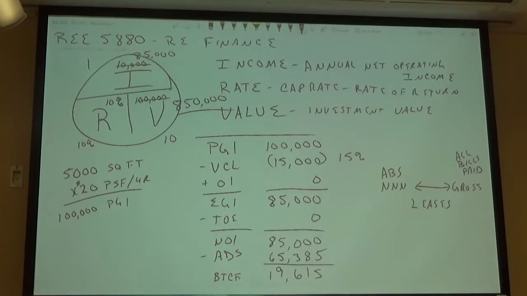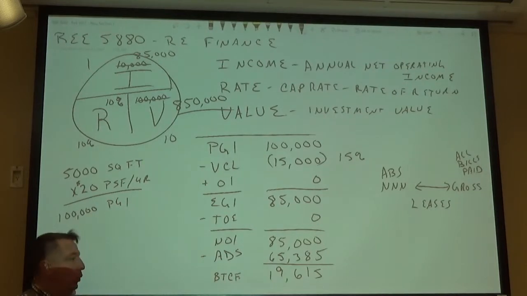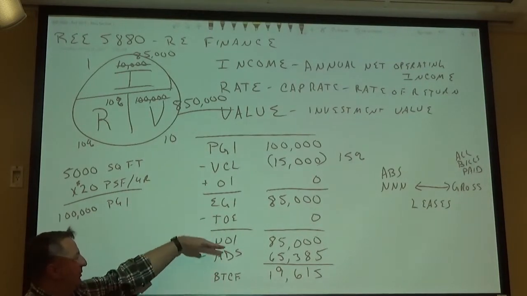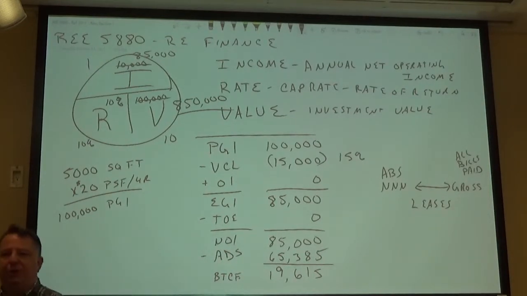Start thinking like a lender, all right? What the lender is going to do whenever they receive this information from you, down to net operating income, is challenge every one of your assumptions, okay? Instantly.